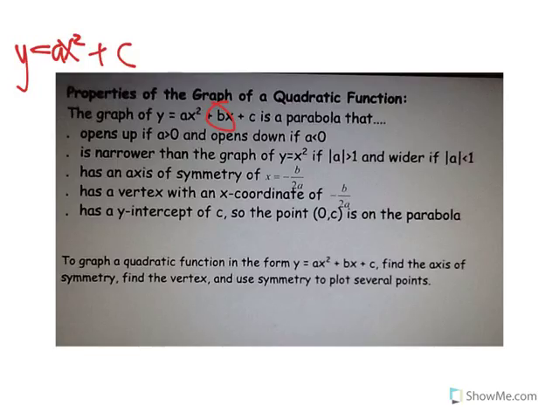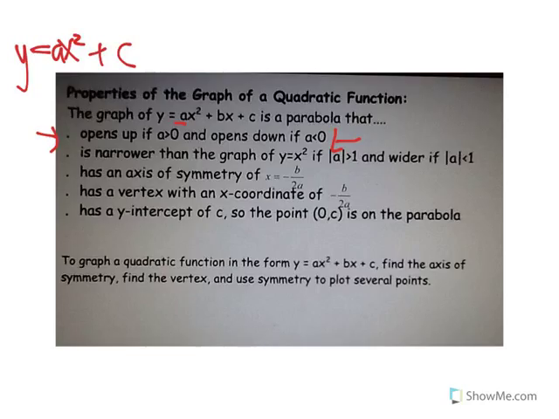So a couple of things here are important. The a term here, let's just review at this point. The a term determines whether the quadratic function opens up or down. If it's greater than 0, then it opens up. If it's less than 0, it opens down. So if it's a negative number in front of the x squared, it goes down. If it's a positive number, it goes up.